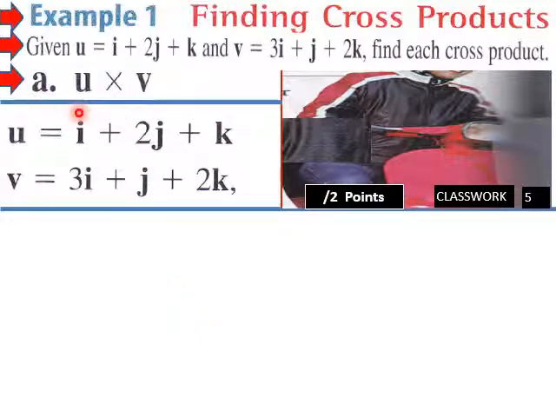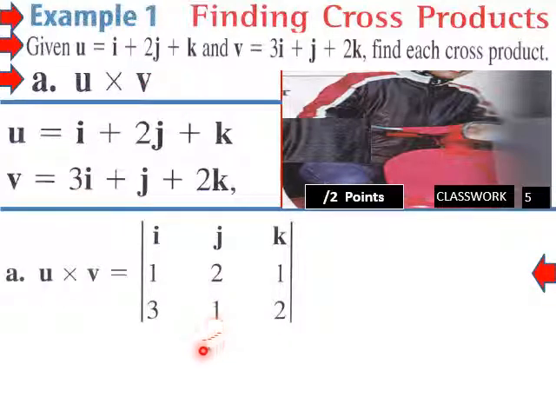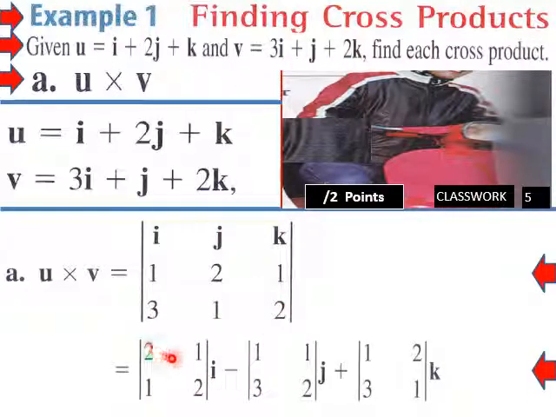So let's find u times v now. To do that, we have i, j, k as our columns here, and then our rows are 1, 2, 1, which is up here for our u, and then our v here is 3, 1, 2, which is this up here. So we end up with this.